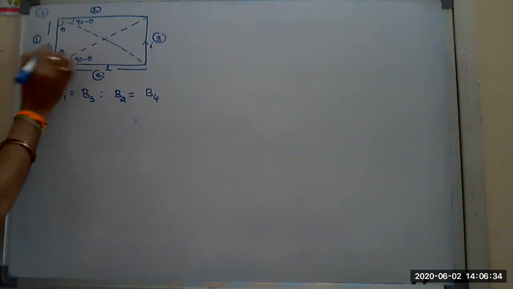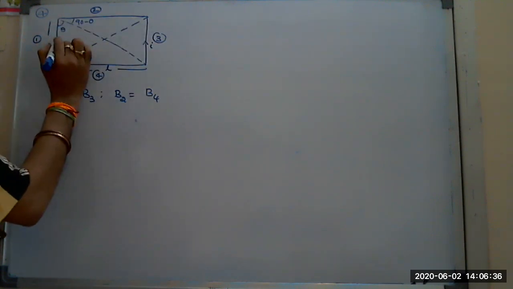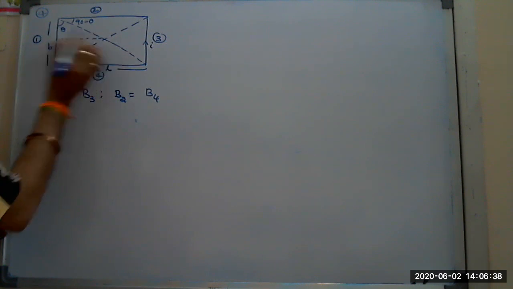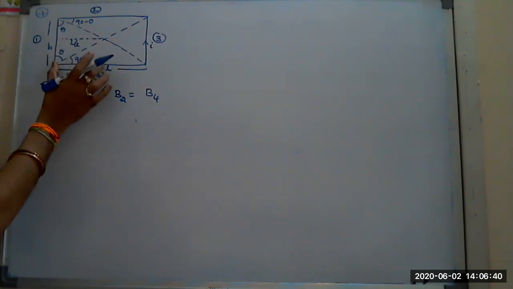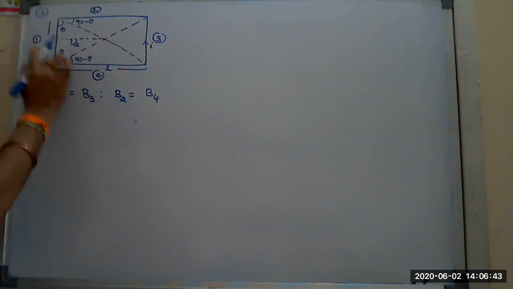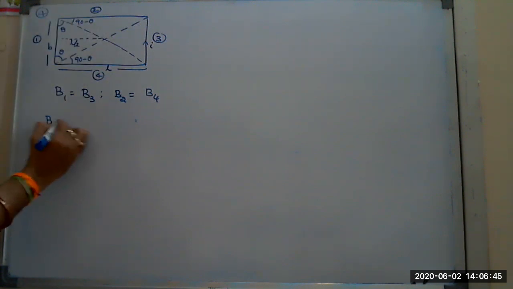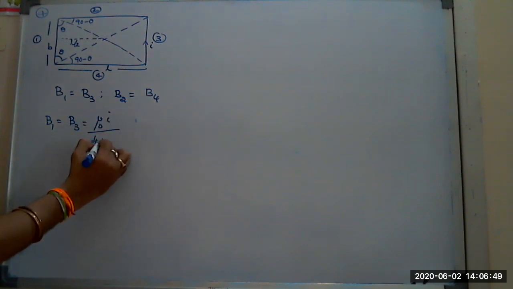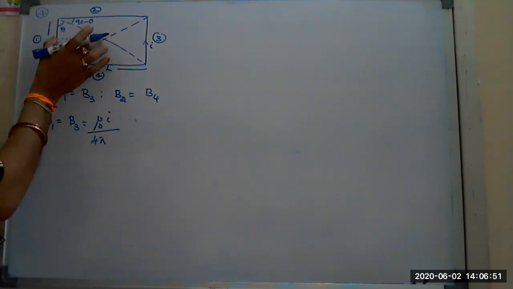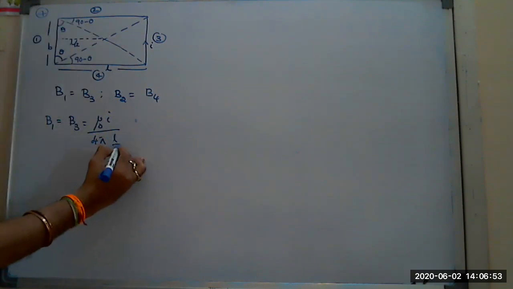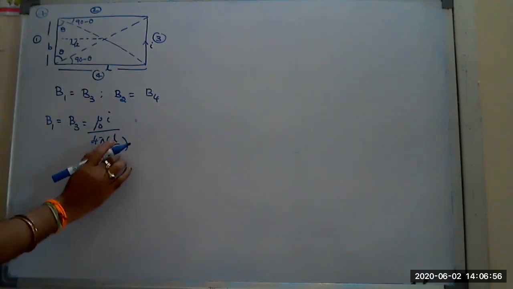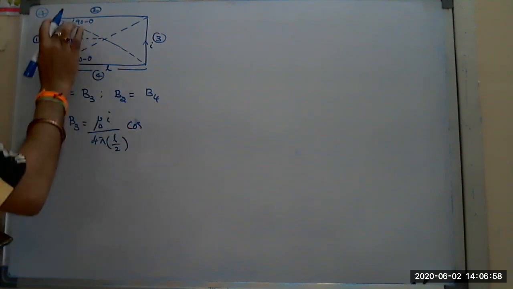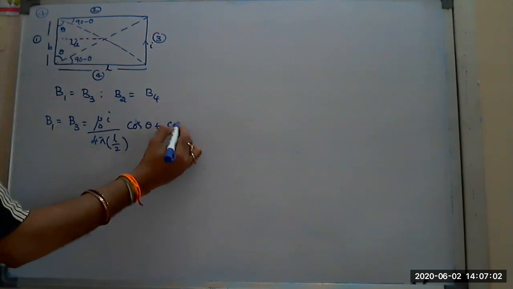And here, while finding B1 and B3, the perpendicular distance from the wire should be L by 2, half of this length. So again, by using the same formula, B1 is equal to B3 is equal to mu naught I by 4 pi R, where R means perpendicular distance, which is L by 2, into cos theta plus cos theta. Here one side, the inside angle is theta. Finally, we substitute the theta value.